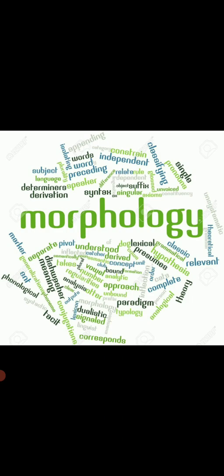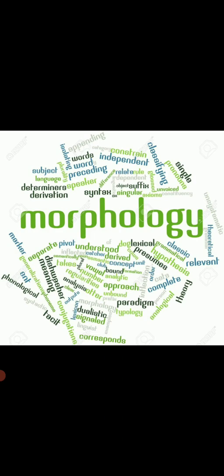Then the next inflectional morphemes are for adjectives. Using -er to make a comparison, comparative -er. For example, happier, happy plus -er, happier. Now superlative -est. Happy plus -est, happiest.